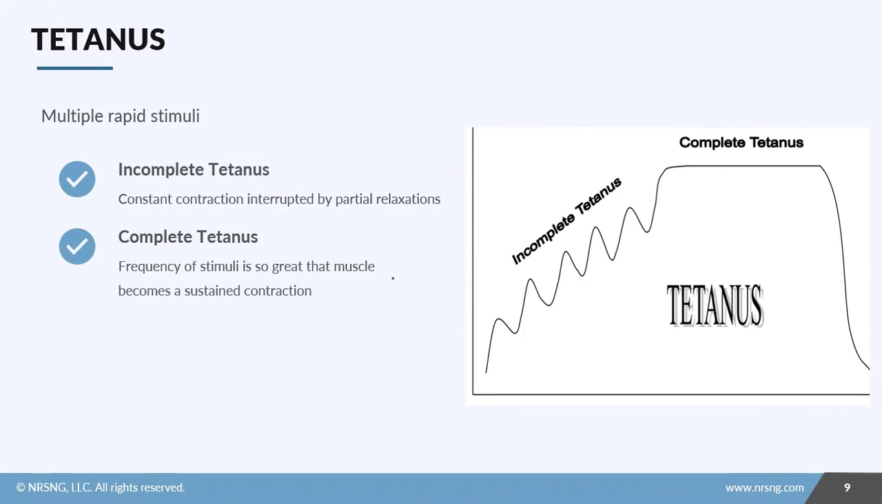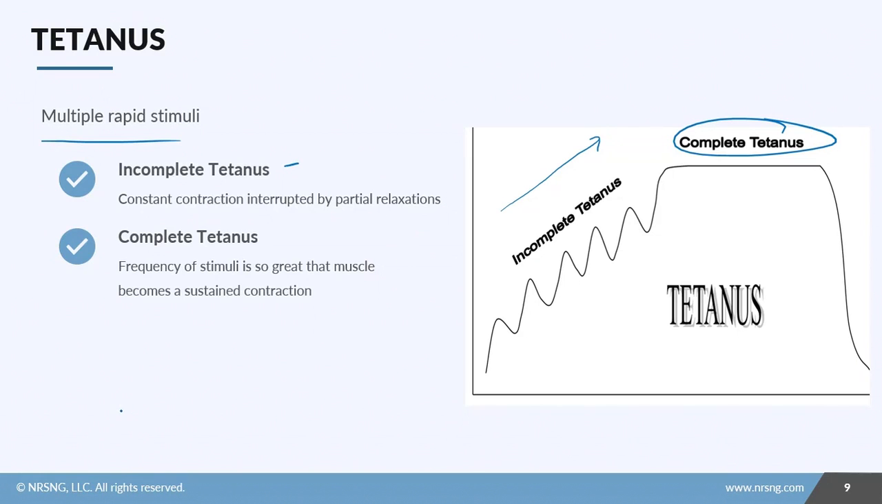Tetanus is another type of contraction that you're going to see, and it's basically this idea of multiple rapid stimuli. There are two types that we look at. We've got incomplete tetanus and complete tetanus. And with incomplete tetanus, as it goes along, you're eventually going to hit complete tetanus unless you get full relaxation. But what happens in incomplete tetanus is you get this constant contraction with partial relaxations.